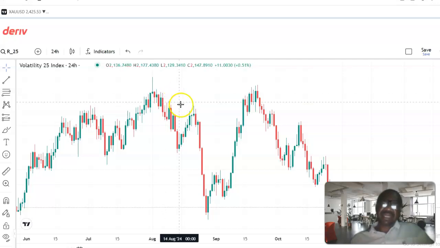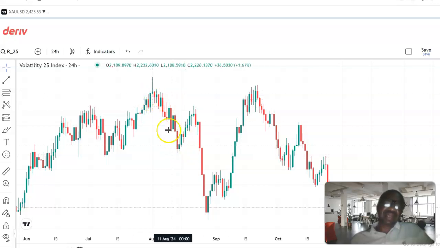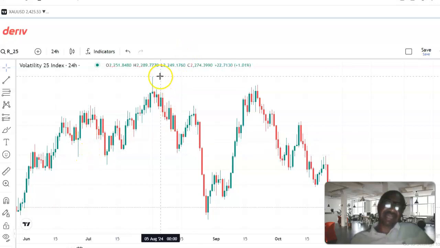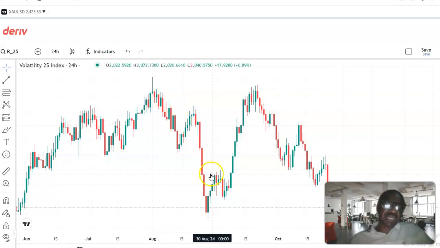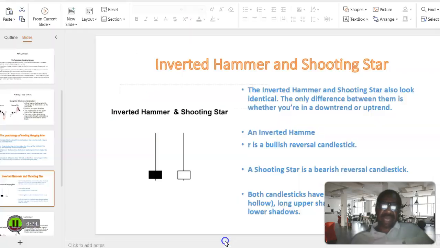Okay, you can see it here. This is an inverted hammer. It is called an inverted hammer. This is the hammer itself. Okay, this is the inverted aspect of the hammer. So you can see that there. Then let me go back.